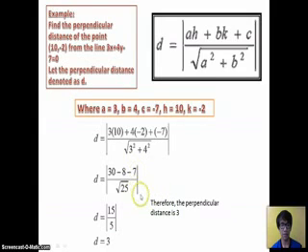And after this, to conclude, we can get both the straight line distance and also the perpendicular distance by using both formulas that I have given before.